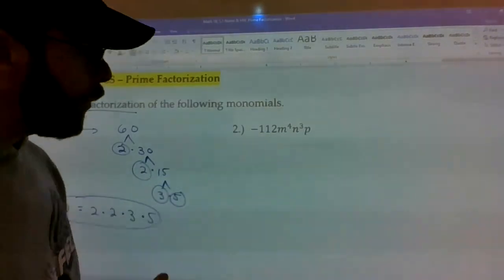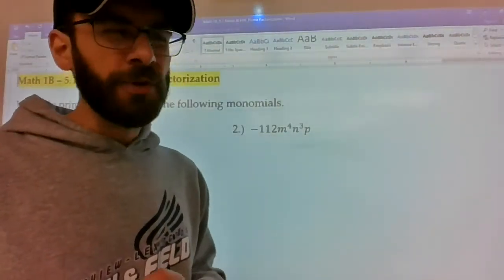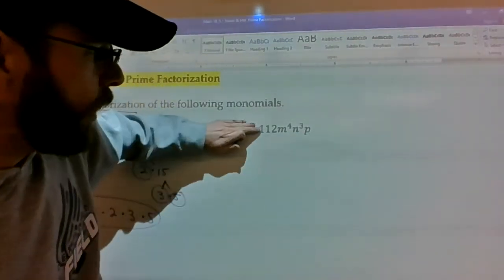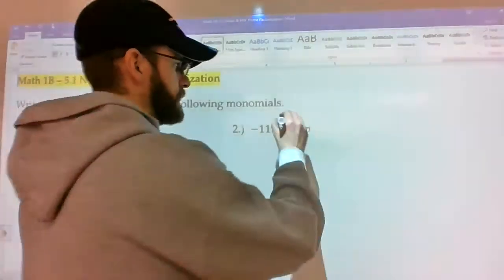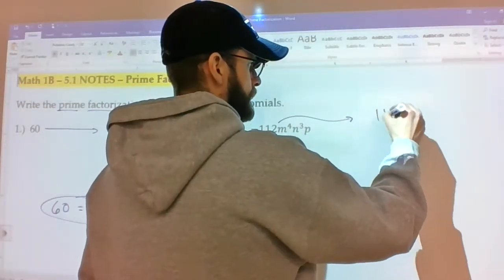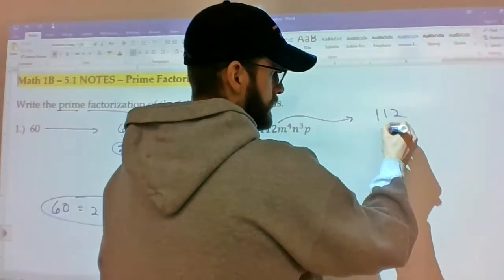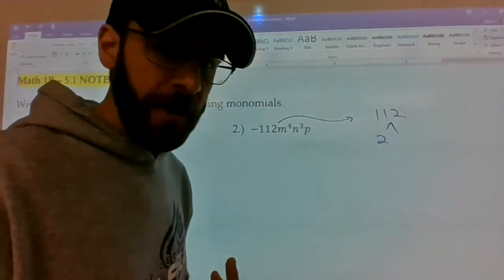Number 2, what happens when there are variables at the tail end of the expression? Well, don't worry about the variables to start with. Let's just deal with the digit 112. In fact, let's just forget about the negative altogether. Well, like I said, 112 is even, so I'm going to cut that in 2, okay, because 2 is a prime number.